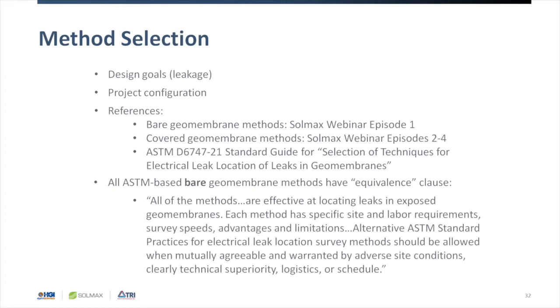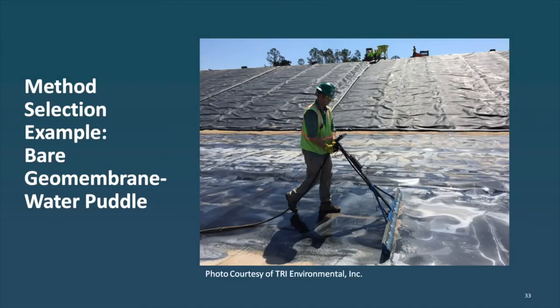So the ASTMs all state that an alternative standard practice should be allowed if mutually agreeable and warranted by the site conditions or clearly technical superiority or logistics or schedule. So as long as it's agreed by the project engineer, the ELL contractor can change which method they use. So it's sort of a safety clause in case we get a bare geomembrane method that is prescribed that isn't really going to work very well on a project, or site conditions change and that method is no longer practical.